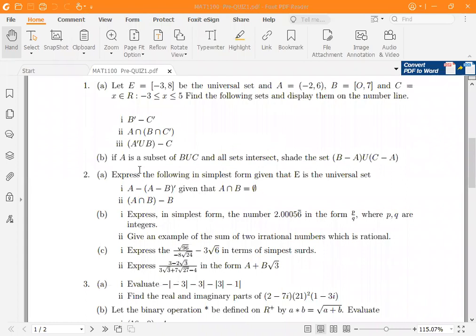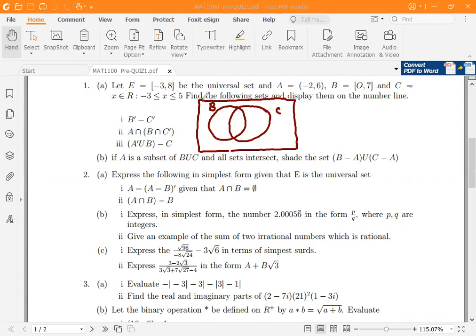Okay. If A is a subset of B union C and all sets intersect, shade the set B minus A union C minus A. So now we need to shade. We are told that A is a subset of B union C. So if we put B to be this one and C to be this one, in the universal, and since A is a subset of B union C, it means that I can place A anywhere. I can put A even inside B.